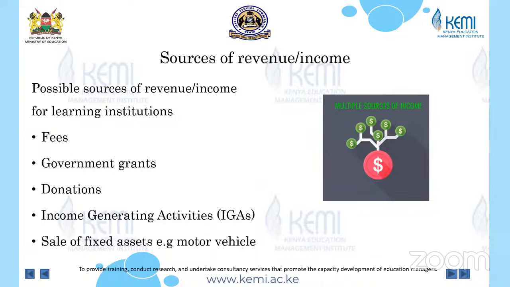Then also sale of fixed assets, if you have some. If you have, for example, a motor vehicle that you would like to dispose, that income will come back to the school and become a source of revenue.